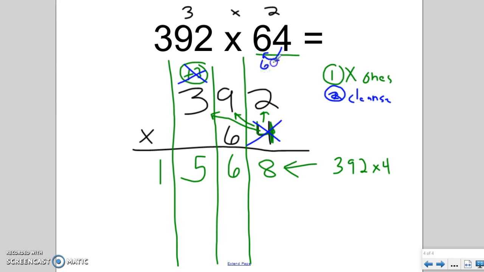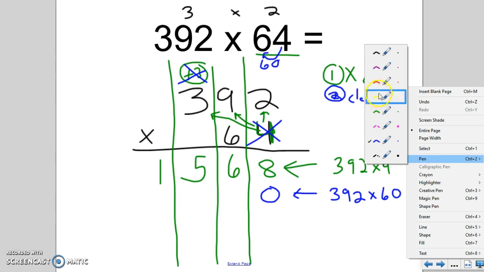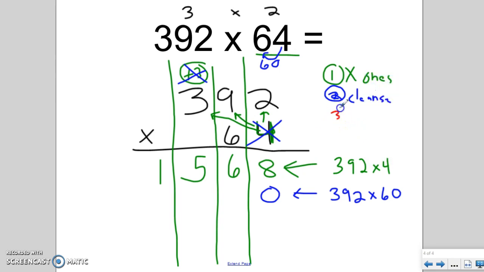But since that 6 is really worth 60, I need to put a 0 here so that I don't have to worry about the fact that it's 60. I can pretend it's just a 6, since that's really all I see. I don't see it saying 60. It just looks like a 6. So that's why we put that 0 there. Now I'm going to grab my red pen, and we're going to move over to that 6. We're going to multiply by the digit in the tens place.